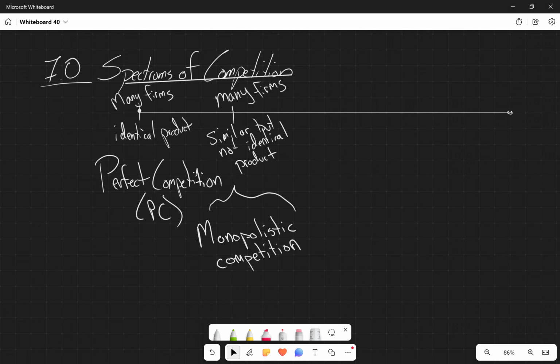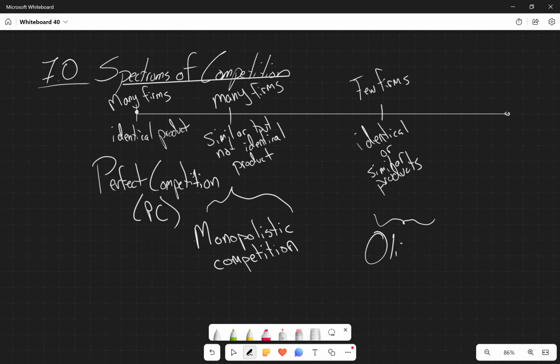Now, when we start to go to the side of our spectrum where we have fewer firms and we have identical or similar products, this is the cousin of the king of our spectrum, which is monopoly. We'll get to that in a second. This is oligopoly. Rule by a few.